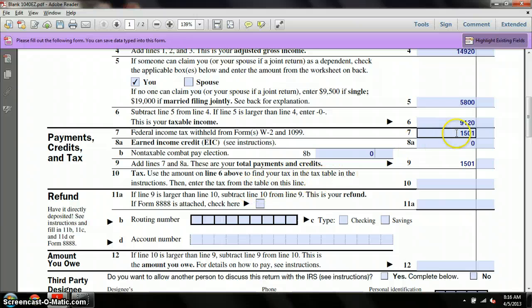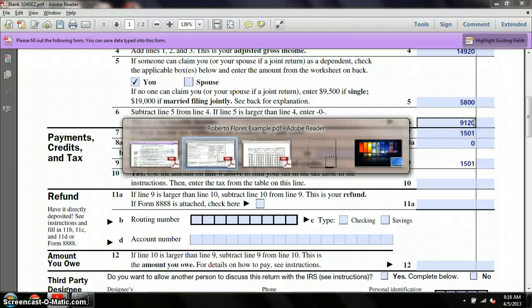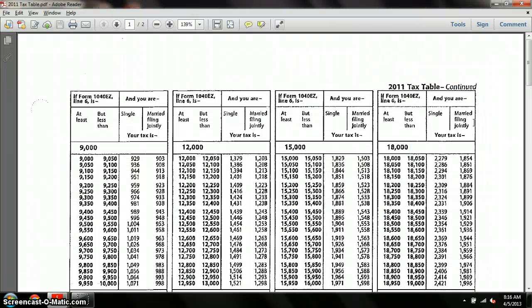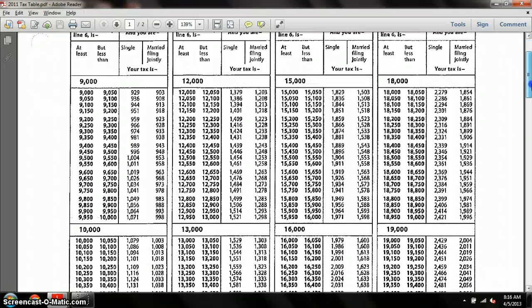So line 6 says $9,120. So we have to go to our tax table and find where 9,120 is going to fit in. So here we have our line for 9,000, okay? 9,120 is at least 9,100, but it's less than 9,150. So this is going to be the line we're going to read off here.